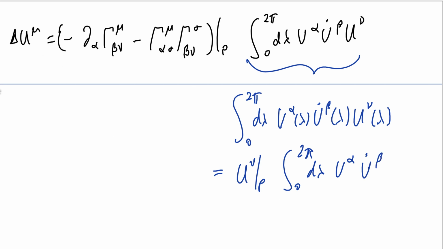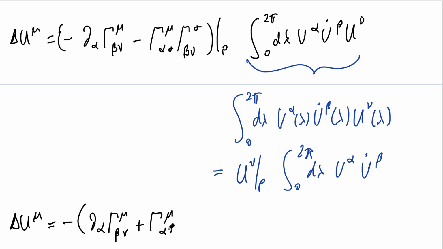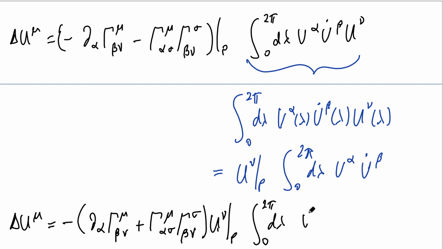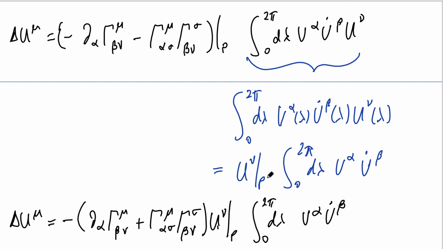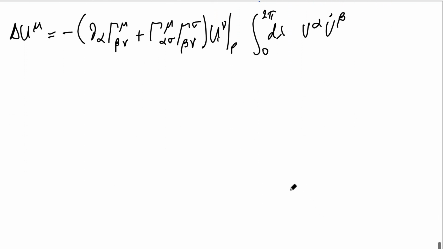Then our expression for the change in the vector u can be written as minus partial alpha gamma mu beta nu plus gamma mu alpha sigma gamma sigma beta nu. That's multiplied by u nu, and everything here is evaluated at point P, and then multiplied by the integral from 0 to 2 pi of d lambda v alpha v dot beta. So what is this mysterious integral factor?